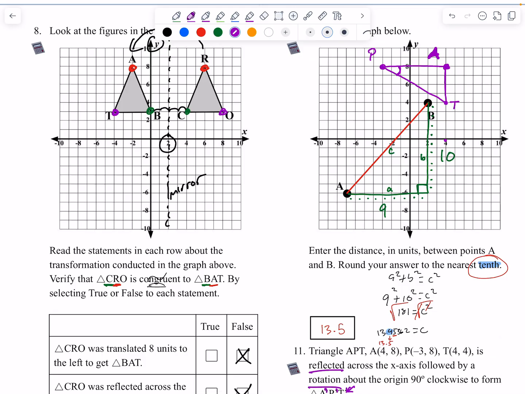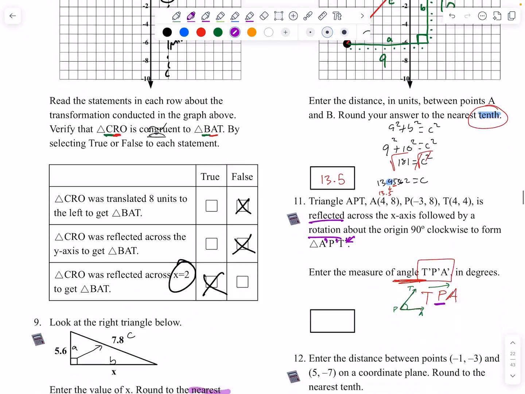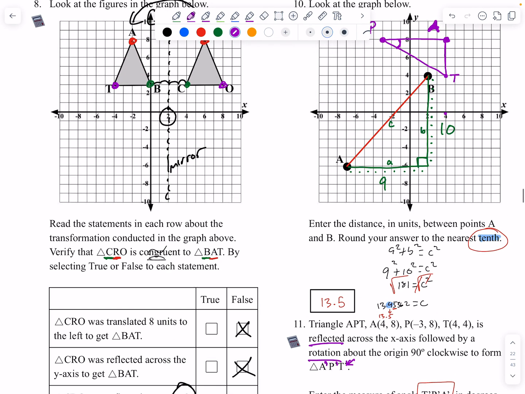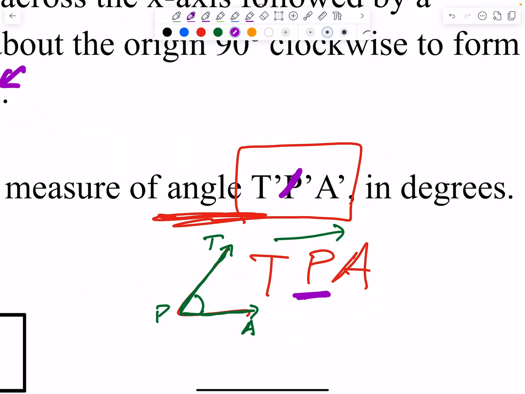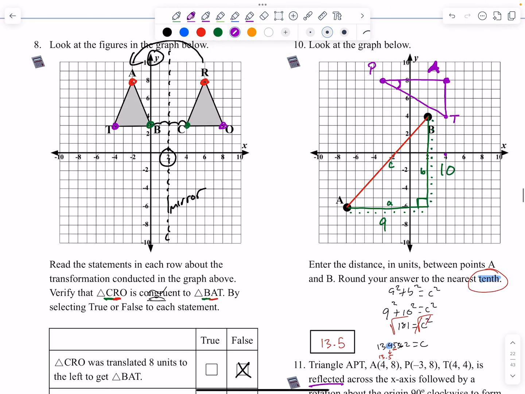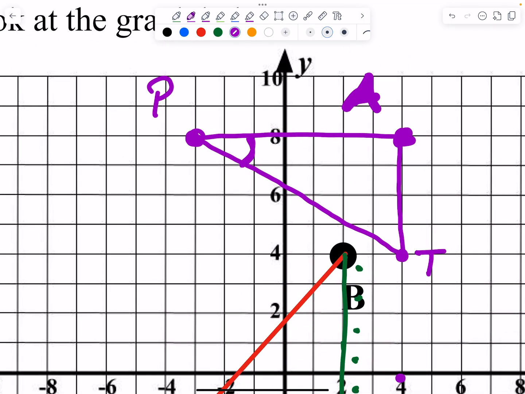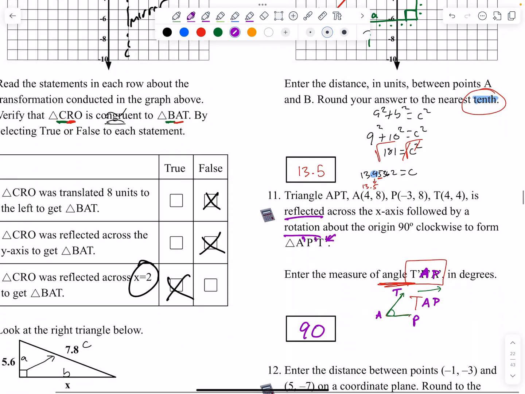Ew, that one's gross. You know what? It should have said, yeah, this is high school. Yeah, I'm not doing this. Okay? What I should have said was angle A. So T A P. I take it back, guys. I take it back. So TAP. So if I do TAP, that means this one is on here, and guess what? A is 90 degrees. Okay, so that one should have been easy.